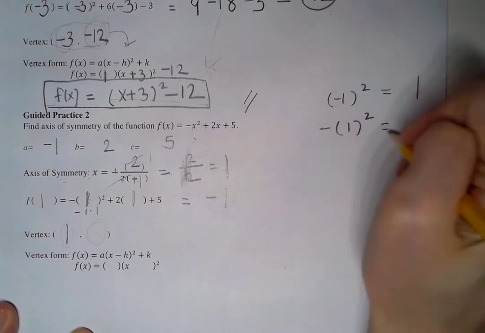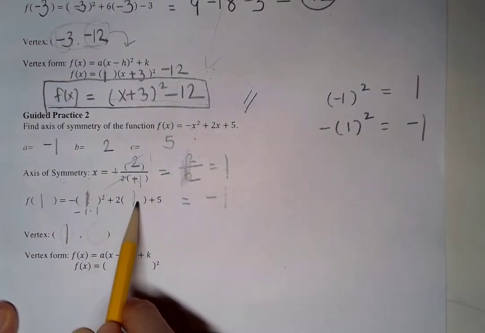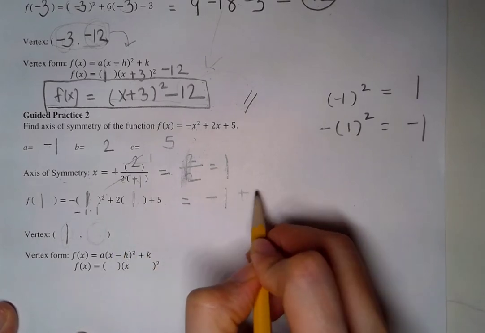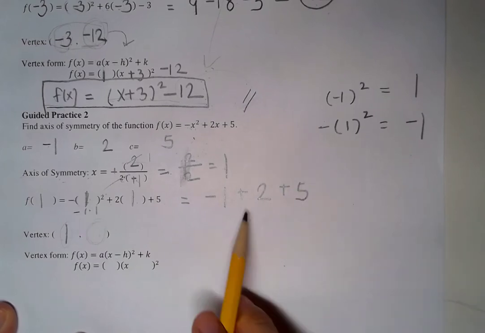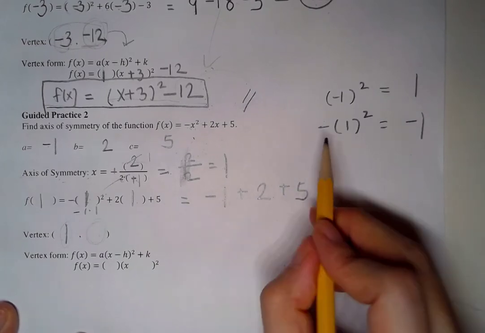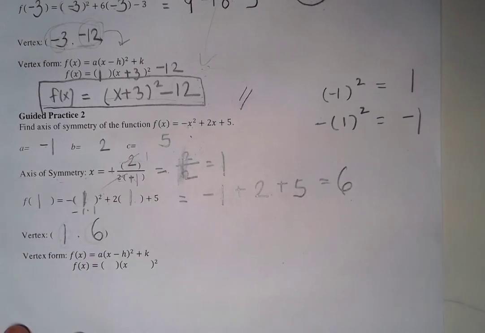That's positive 1. This is negative 1. All right? And then 2 times 1. What's 2 times 1? That's 2. And 5, you just have it here. Then what do you get? 7 minus 1, 6. Right? So my vertex is 1, 6. You got 1, 6, guys.